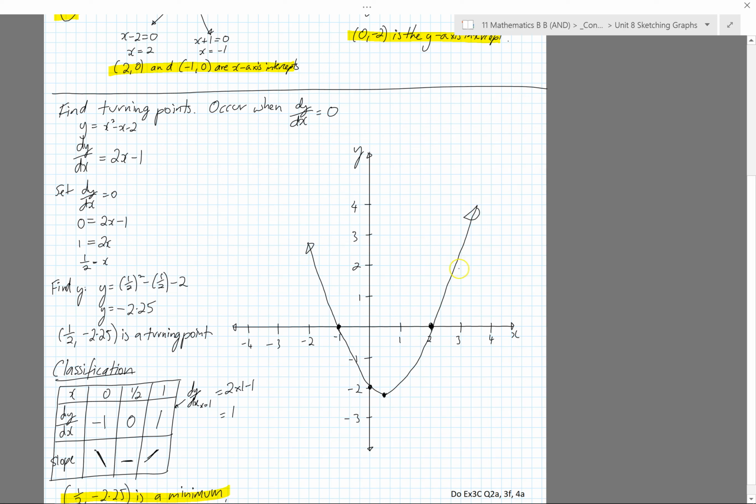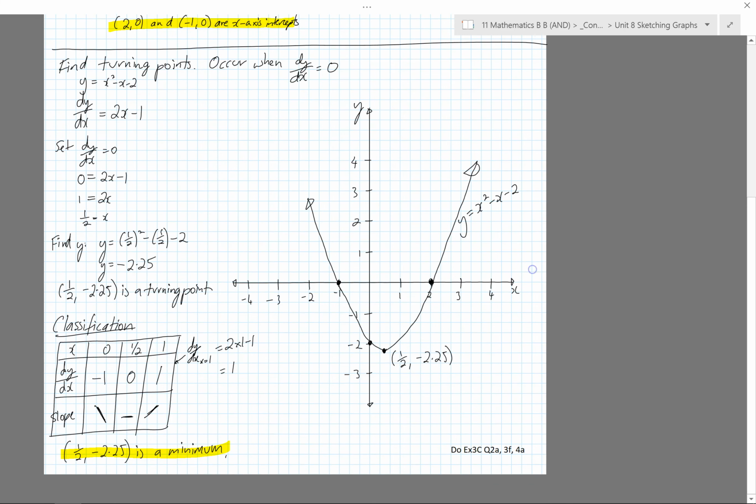Arrows on the end and label the curve. Okay, and I'll just probably show that this is a half and minus 2.25 if it's not clear from reading it on the graph. Okay, so what I've done is I've sketched the equation y equals x squared minus x minus 2, and I've shown all axial intercepts. So I've shown my x-axis, my y-axis intercept, and I've shown the turning points.